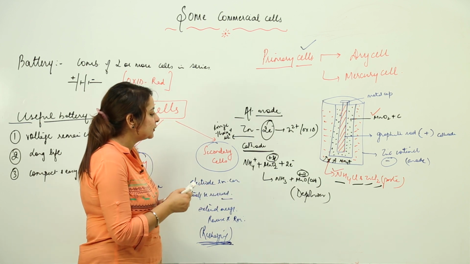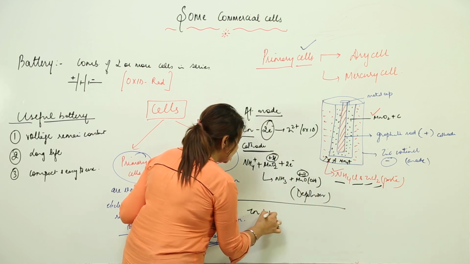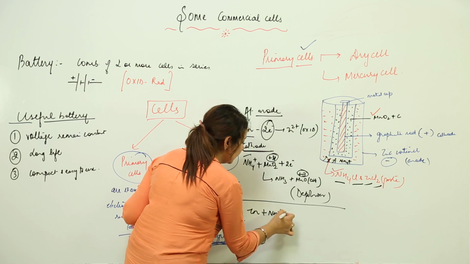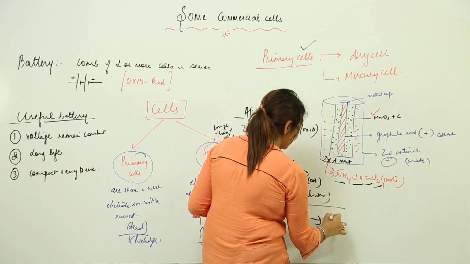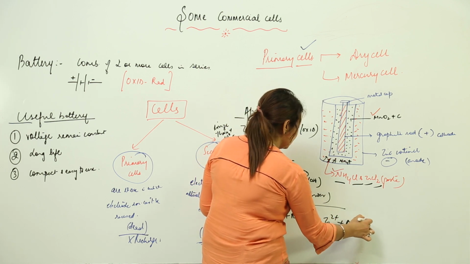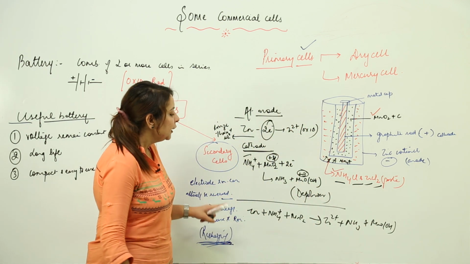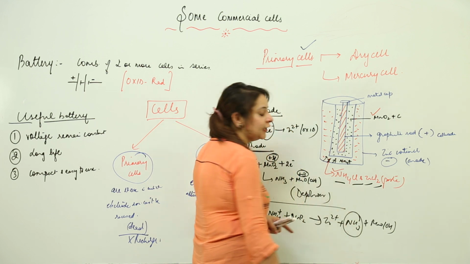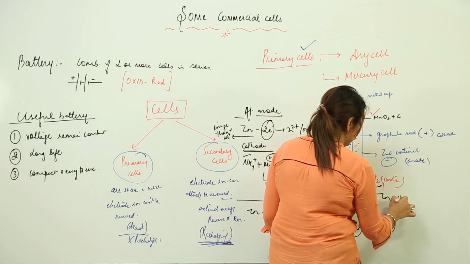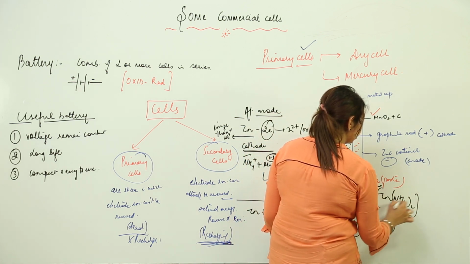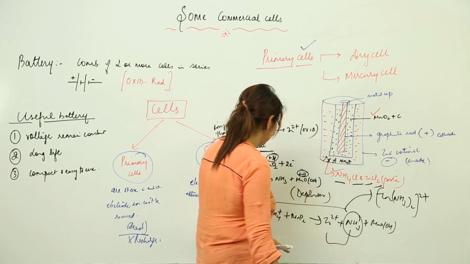Now we will look at the overall reaction. Zinc plus NH4+ plus MnO2 gives rise to Zn2+ plus ammonia plus MnOOH. This is the overall reaction. You know that the ammonia which is evolved here is not actually a gas. It occurs in combination with zinc, forming a kind of complex compound.